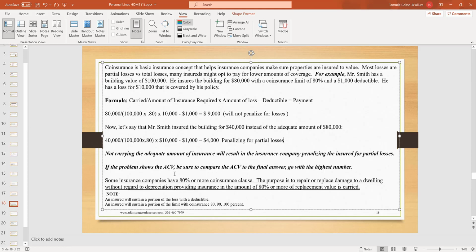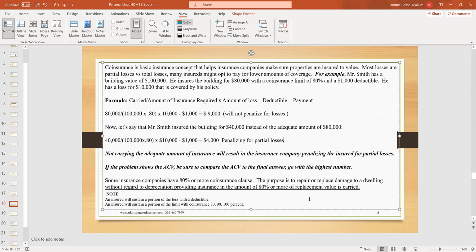All right. If the problem does show ACV, be sure to compare the ACV to the final answer and go with the highest number. So let's say that ACV was 5,000, then they would go with 5,000. If ACV was 3,000, then of course you would go with the formula number. Some insurance companies have 80% or more co-insurance. The purpose is to repair or replace damage to a dwelling without regard to depreciation, providing insurance in the amount of 80% or more of the replacement value is carried.